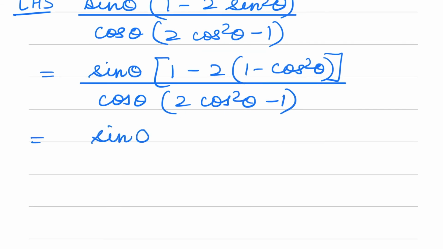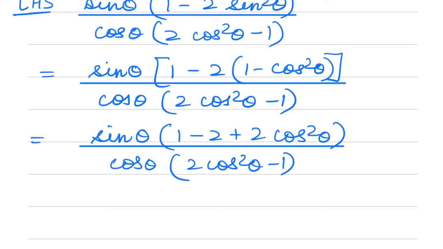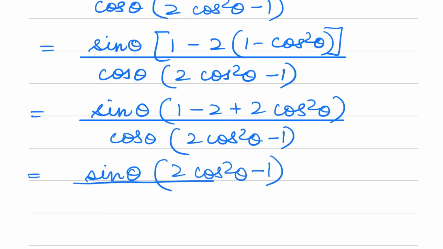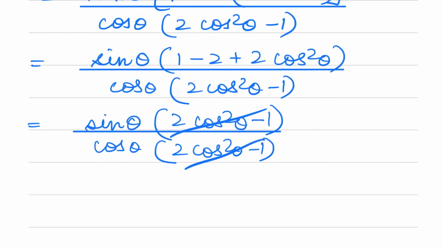Now this is equal to sin theta, and I'll open the bracket, so I'll have 1 minus 2 plus 2 cos square theta, and in the denominator we have cos theta, 2 cos square theta minus 1. This is equal to sin theta into 2 cos square theta minus 1 divided by cos theta into 2 cos square theta minus 1. This and this gets cancelled, so we are left with sin theta divided by cos theta, that is equal to tan theta. So this is equal to right hand side, so hence proved.